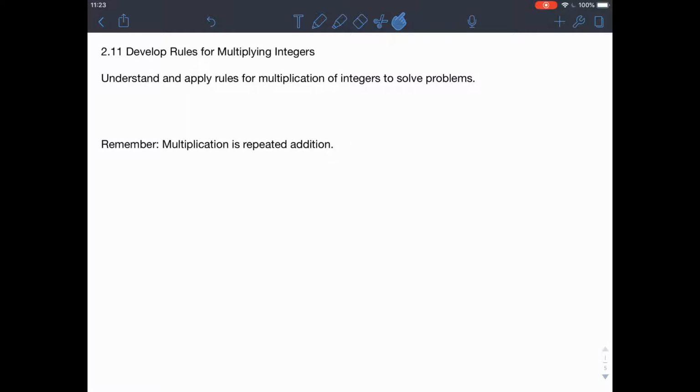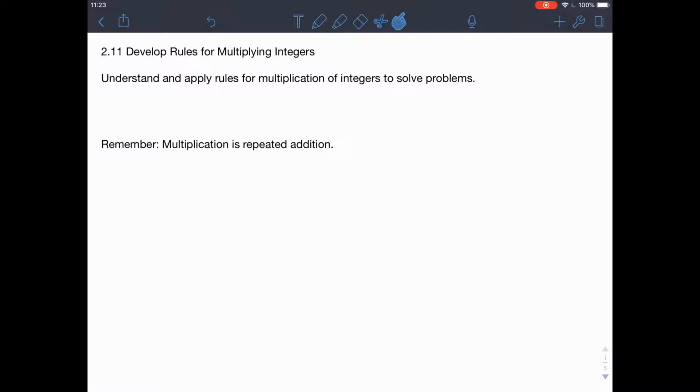In this video, we're looking at Lesson 2.11, Develop Rules for Multiplying Integers. Our learning goal is to make sure we can understand and apply rules for multiplication of integers to solve problems. This will help us to master Standard 7.NS.A.2, apply and extend previous understandings of multiplication and division of fractions to multiply and divide rational numbers.